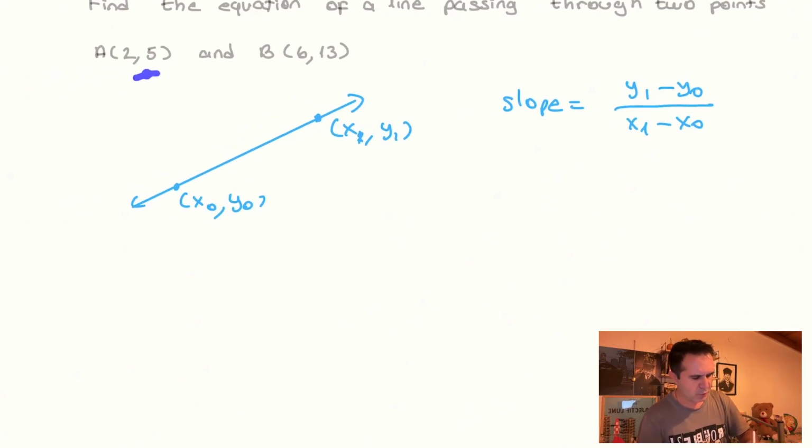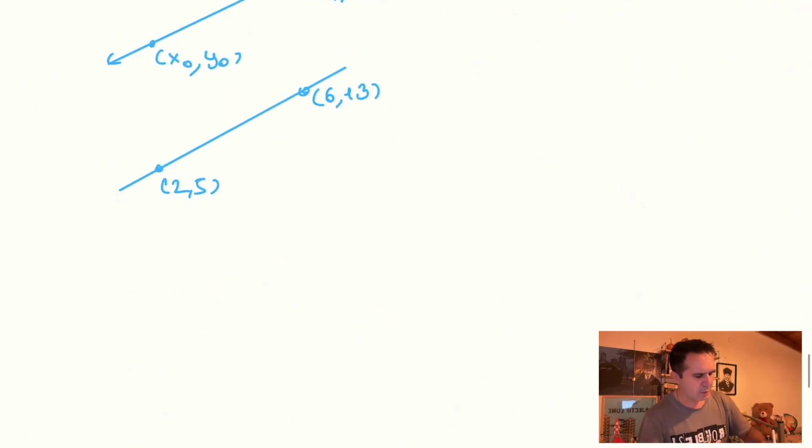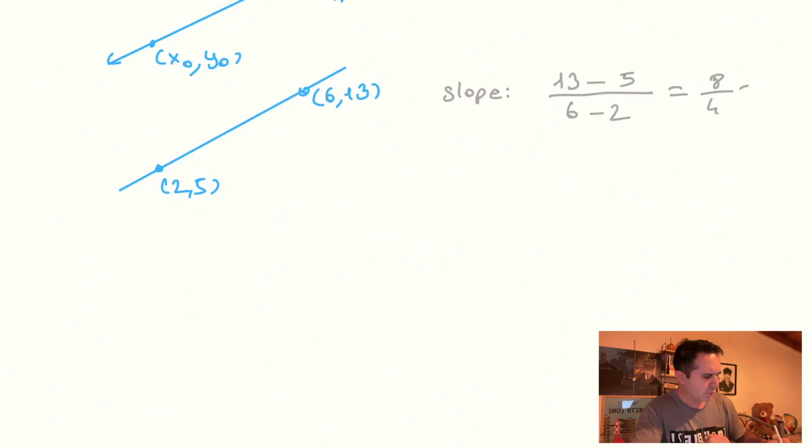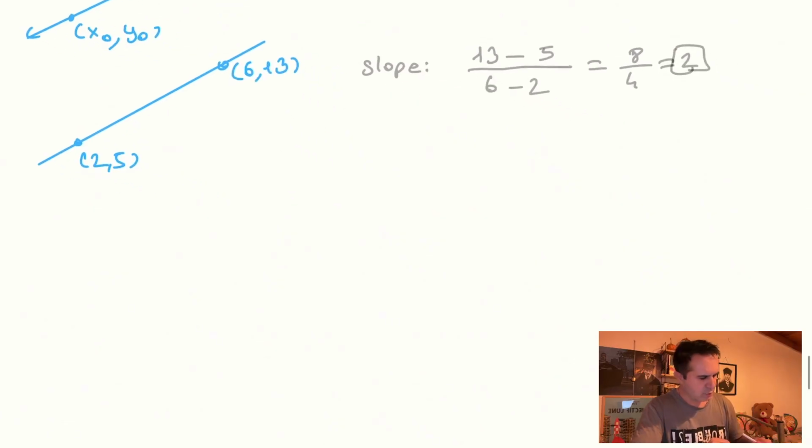Since our points are 2, 5 and 6, 13, we take these points. Now we will find the slope of this line. The slope is 13 minus 5 over 6 minus 2. This is equal to 8 over 4, and 8 over 4 is equal to 2. You can also find the slope like this: 5 minus 13 over 2 minus 6. This will give you the same answer.